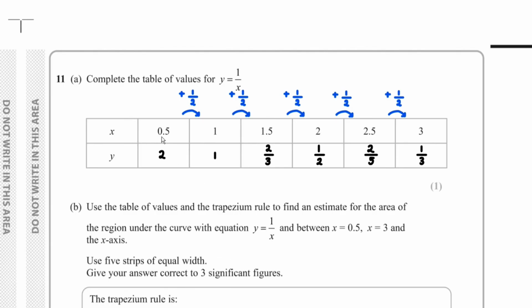Now I'm going to label these y values. I'm going to label them in order. We have y0, y1, y2, y3, y4 and y5. You'll notice y0 is the first y value of 2, and y5 is the final y value, and anything in between, shown in green, is y1 to y4.